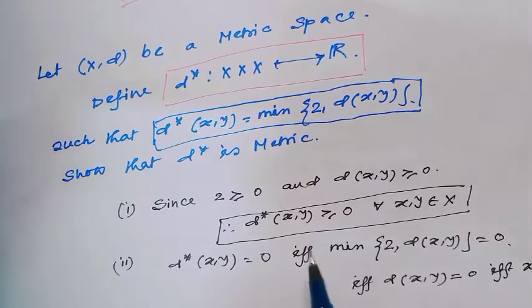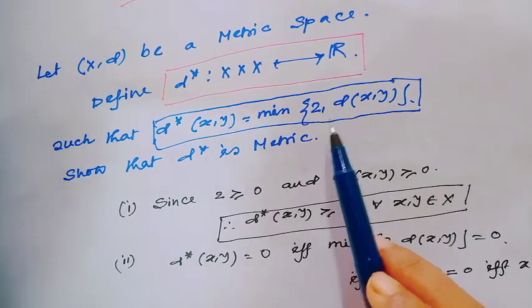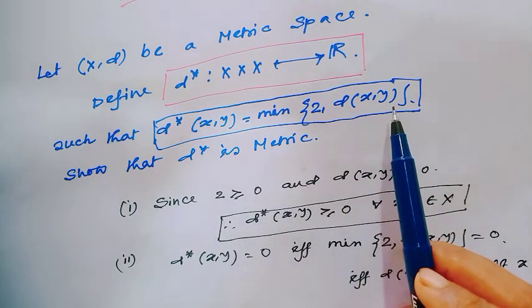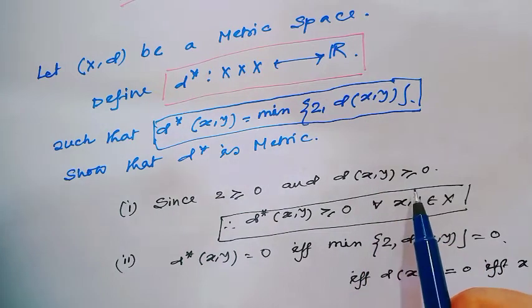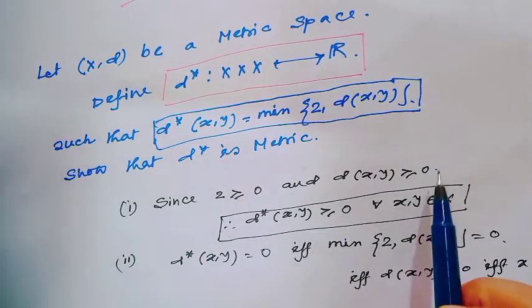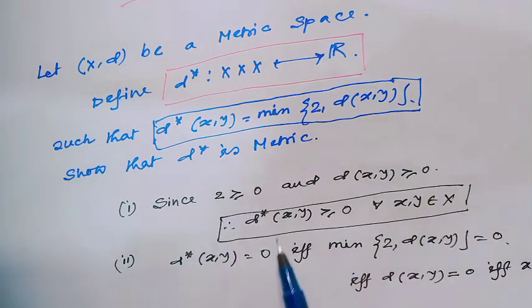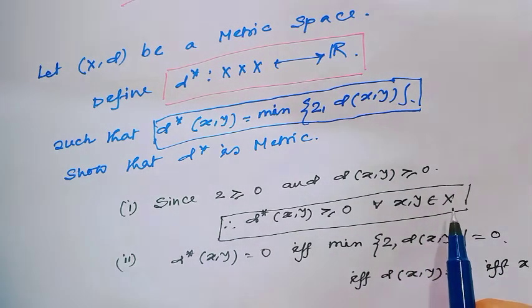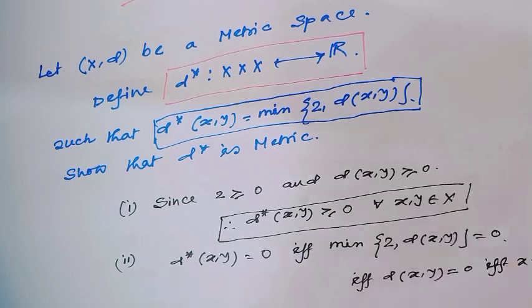Okay, and the proof is of this type. Since 2 is greater than or equal to 0 and D is a metric, obviously D of xy is greater than or equal to 0. That implies D star xy is greater than or equal to 0 for all x, y belonging to the space X.